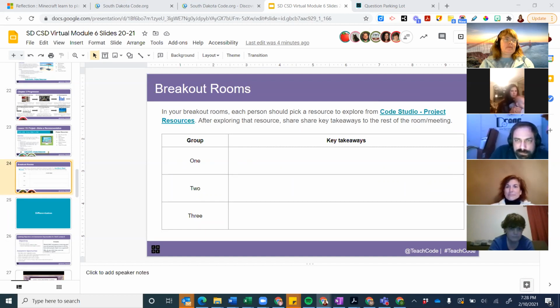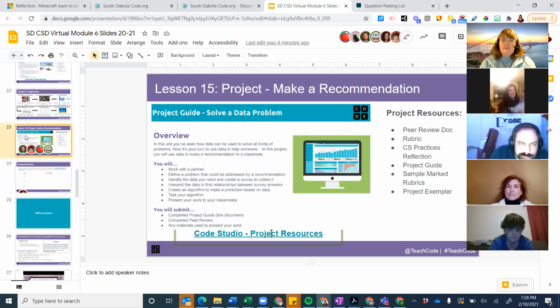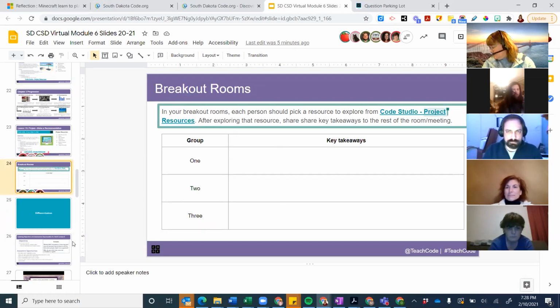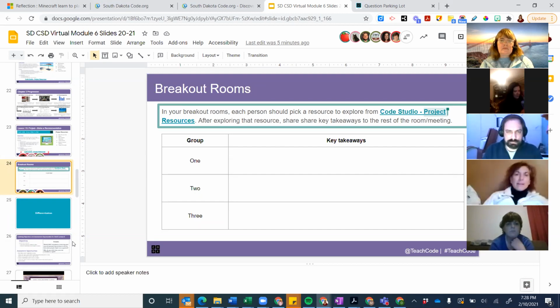Just as a review of what we're doing again: on slide 23, there's a link for Code Studio project resources. That link is also on slide 24. We'll be in the breakout rooms for 8 minutes, and each one of you should pick one resource to study for 2 minutes. Then as a group for the next 5 to 6 minutes, you are going to discuss the key takeaways from that. Are there any questions?